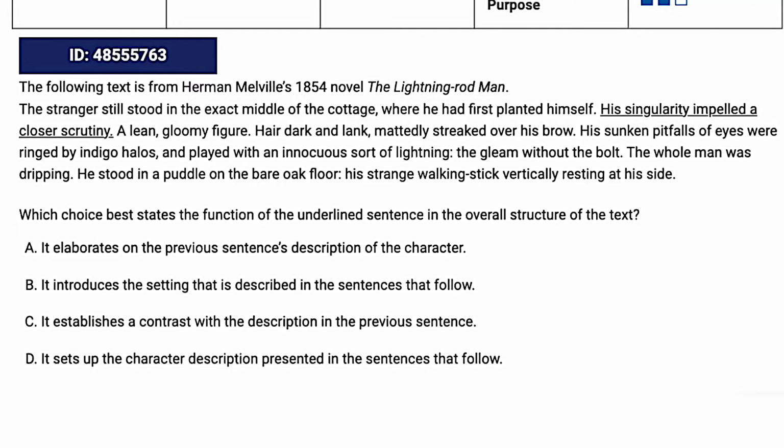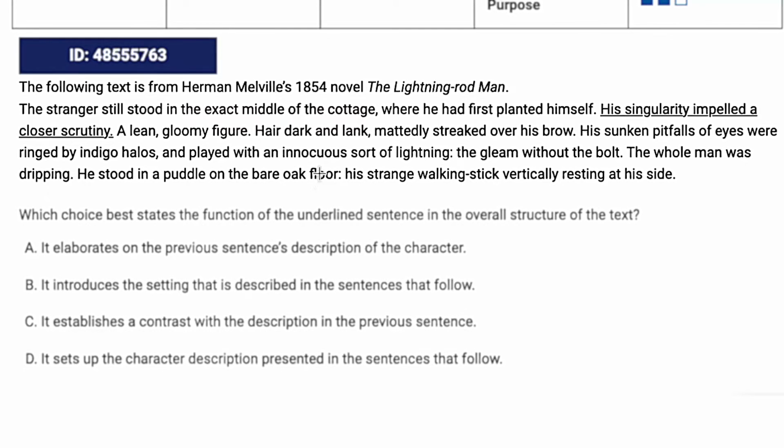Let's try a medium one, and I want you to go ahead and use that ACE method and try this on your own first, but let's go ahead and get into it. So A, analyze. I'm going to read the whole passage. Following is a text from Herman Melville's 1854 novel, The Lightning Rod Man. The stranger stood in the exact middle of the cottage where he had first planted himself. His singularity impelled a closer scrutiny.